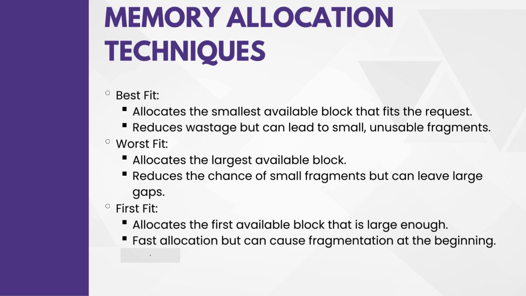Now the next part is memory allocation techniques. It includes best fit, worst fit, and first fit. Best fit allocates the smallest available block that fits the request. It reduces wastage of large memory blocks, but it can lead to many small unusable memory fragments. The other one is worst fit. Worst fit allocates the largest available block. It reduces the chance of creating small fragments, but it often leaves large unusable gaps, leading to poor utilization.